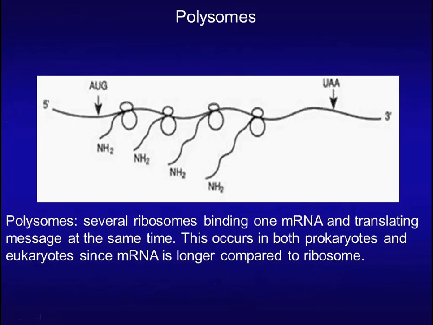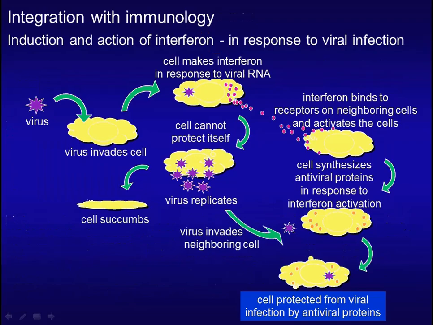A feature associated with translation is the polysome: several ribosomes binding to one mRNA and translating the message at the same time. This occurs in both prokaryotes and eukaryotes since mRNA is typically much longer than a ribosome. Here is integration with immunology. When cells are infected by virus, the infected cells produce interferons. Interferon binds the receptor on the neighboring normal cells. Normal cells synthesize antiviral proteins. These cells are now protected by these antiviral proteins.